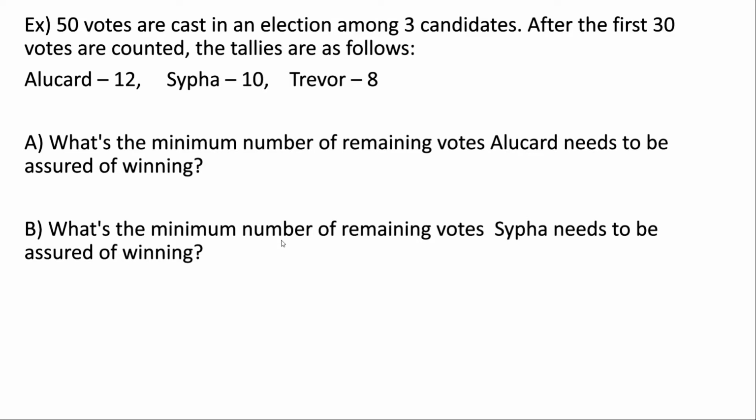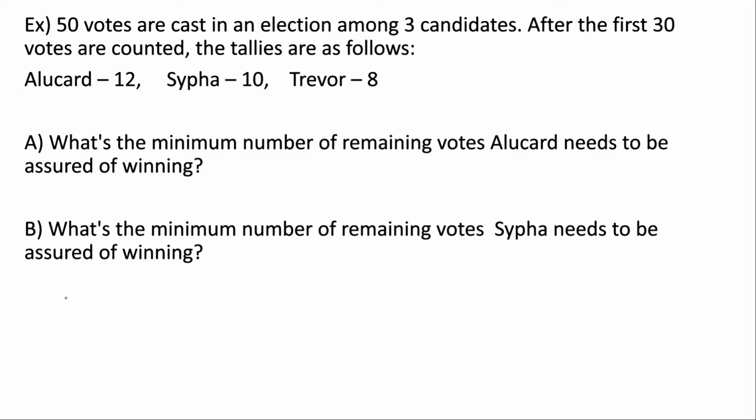So to get into this, we'll look at an example. Let's say that we've had 50 votes cast in an election among 3 candidates, and after the first 30 votes are counted, we have the following tallies. Alucard has 12, Saifa has 10, and Trevor has 8. First thing they're asking us is what's the minimum number of remaining votes Alucard needs to be assured of winning. Then in part B, they're asking us about another candidate.